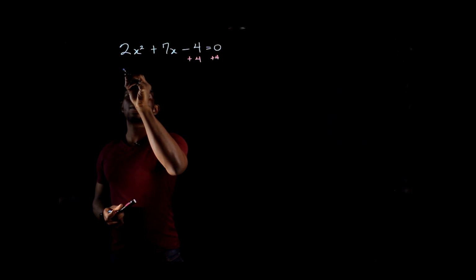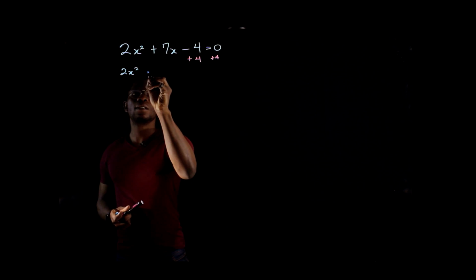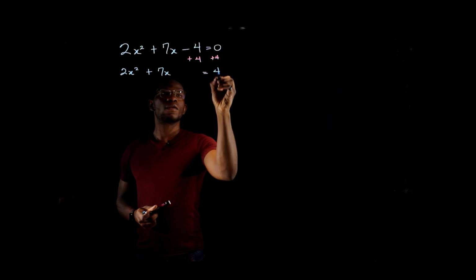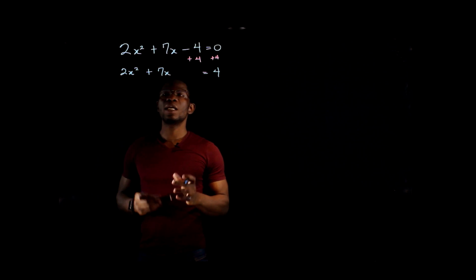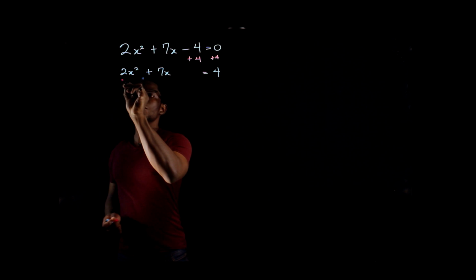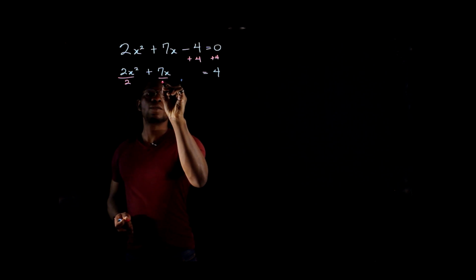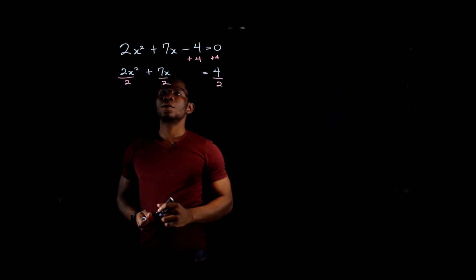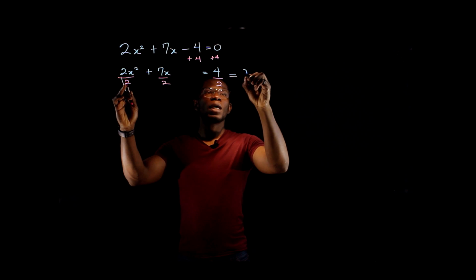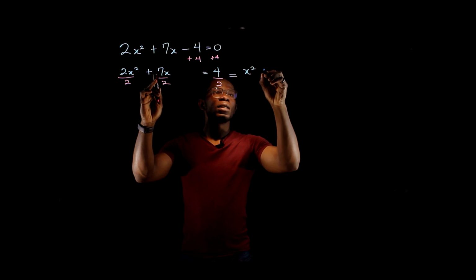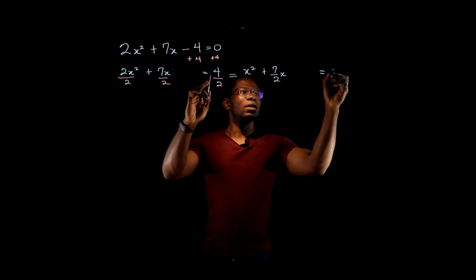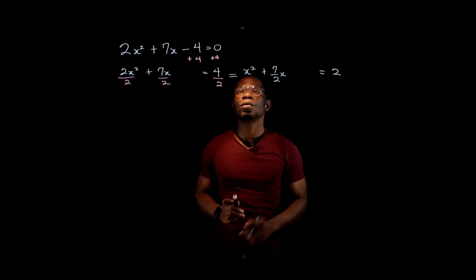So our equation becomes 2x squared plus 7x equals 4. And before we go any further, we have to make sure that the coefficient of x squared here is equal to 1. And we do that by dividing through by 2. So our equation becomes, 2 cancels out 2 here to leave us with x squared. This is 7 over 2 x. And this 4 divided by 2 becomes 2.